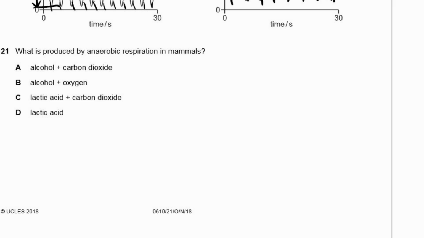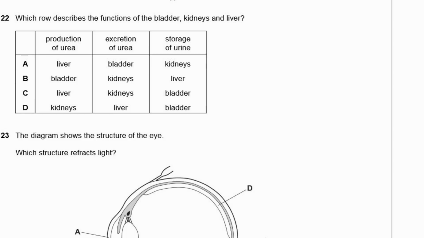Question 21. What is produced by anaerobic respiration in animals? Okay, anaerobic respiration in mammals. Is that alcohol and carbon dioxide? No, that's in yeast. Alcohol and oxygen? No, mammals don't produce alcohol during anaerobic respiration. Lactic acid and carbon dioxide? No, it's just lactic acid. Anaerobic respiration only produces lactic acid, and as soon as oxygen is available, that lactic acid is converted back so it can do aerobic respiration. There we go.